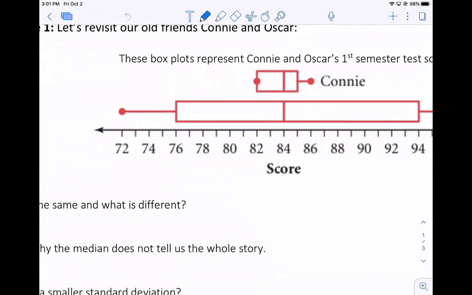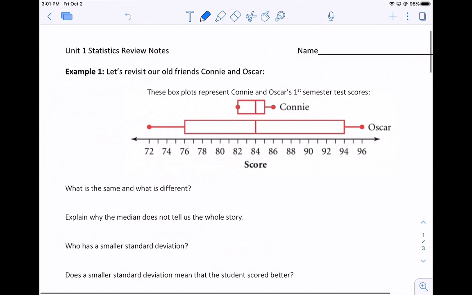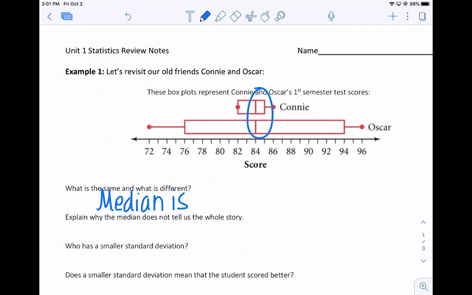If you notice, both Connie and Oscar have the same median score of 84. So their median, or middle score, is 84, and that is the same. What is different, you can see they have different quartiles, different mins and maxes, different spread of data. So there's a lot that's different, even though they have the same median.